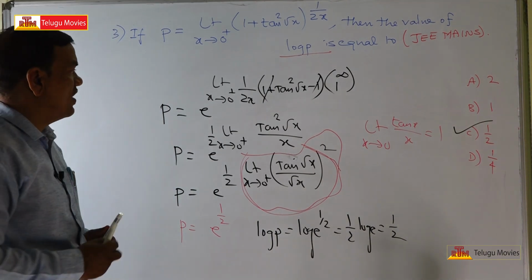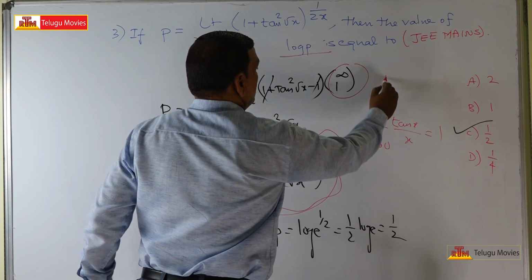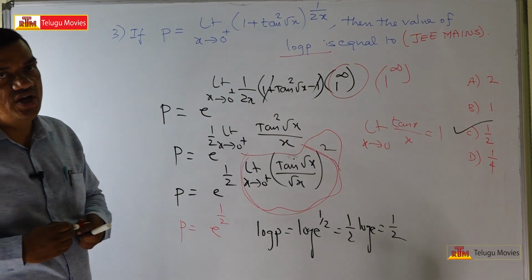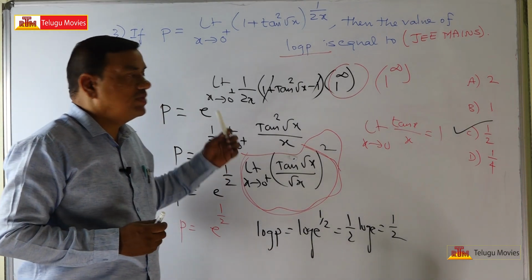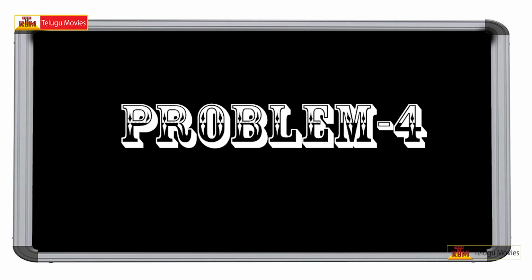Okay now. So very easy problem. So this comes under the 1 to the power of infinity model. Okay now. So I hope that you understand this solution. So let us go for next model.